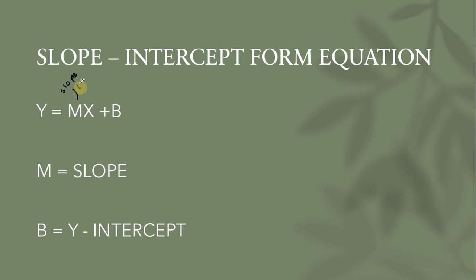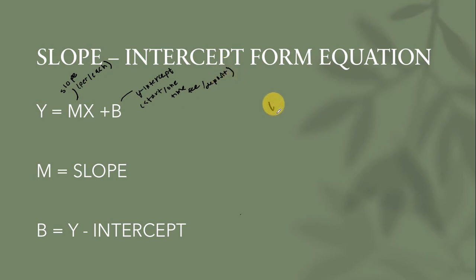This is your per in each phrase in a word problem. And b stands for the y-intercept. That's like your starting amount, how much you start with in a word problem, your one-time fee, your deposit kind of thing.